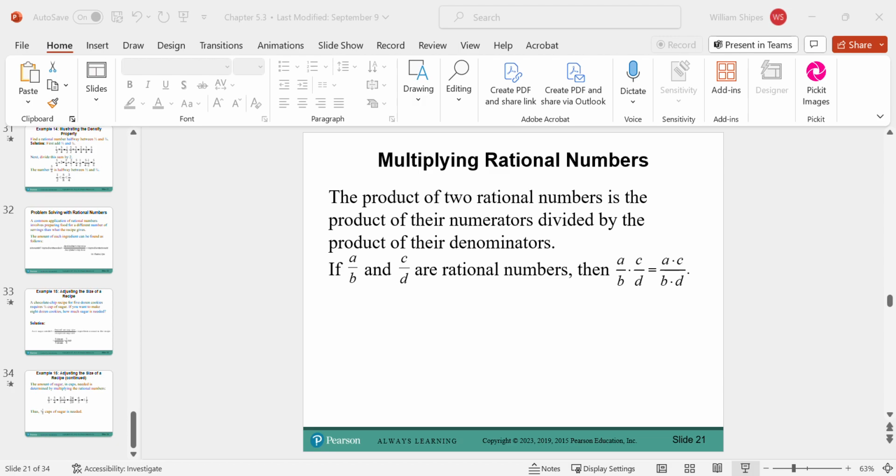Let's look at some problem solving with rational numbers. A common application of rational numbers involves preparing food for a different number of servings than what a recipe gives. The amount of each ingredient can be found as follows. The amount of ingredient needed equals the desired serving size divided by the recipe serving size times the ingredient amount in the recipe. So, if we look at this example, it says a chocolate chip recipe for 5 dozen cookies requires 3/4 cup of sugar. If you want to make 8 dozen cookies, how much sugar is needed?